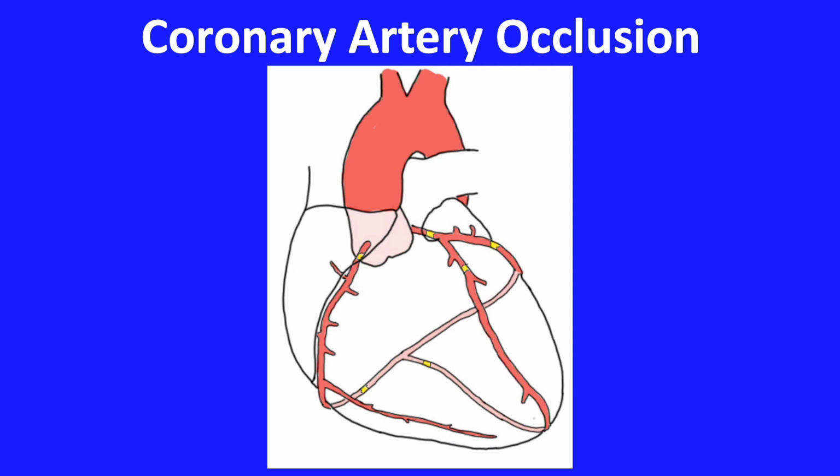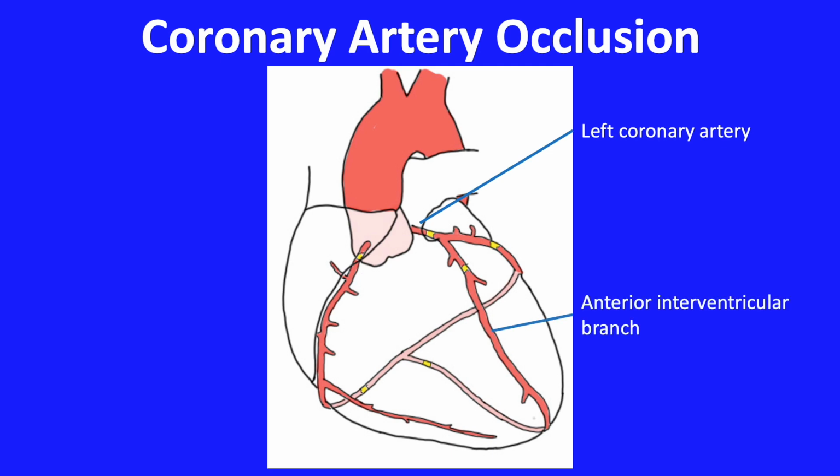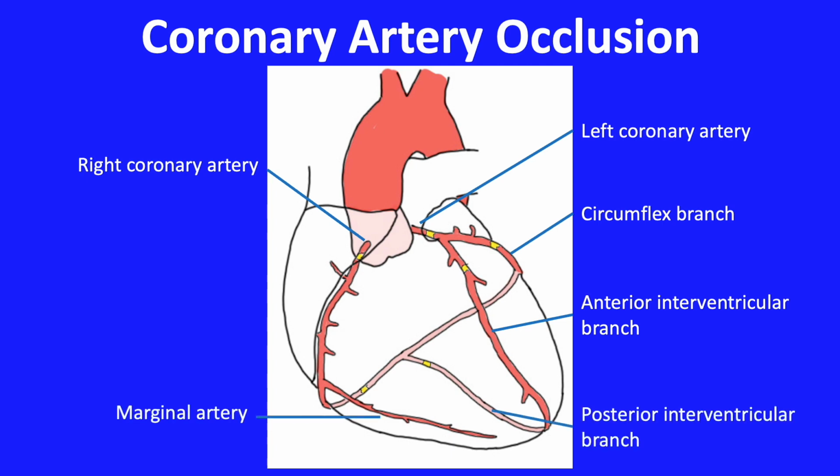I identify the left coronary, dividing into the anterior interventricular branch and the circumflex branch. Here's the right coronary artery, dividing into the marginal artery and the posterior interventricular branch. Now focus your attention on the location of the plaques indicated by the yellowish squares. The most common site of plaque formation is the anterior interventricular branch. It is for this reason that this coronary artery is called the widowmaker.